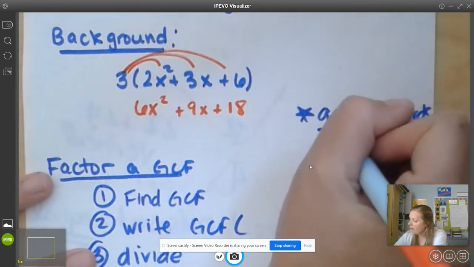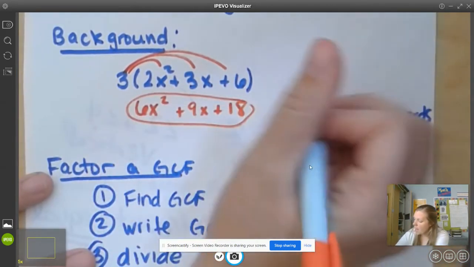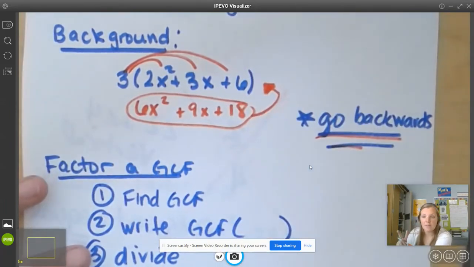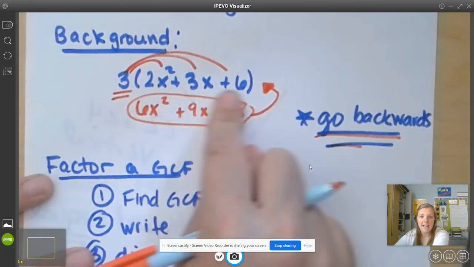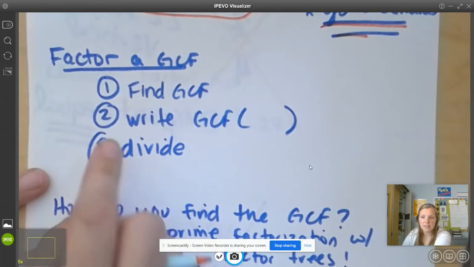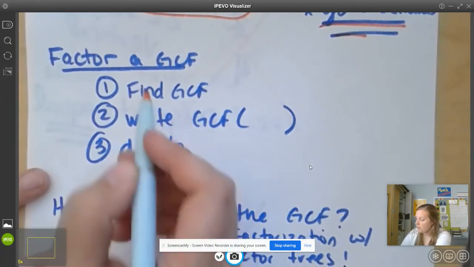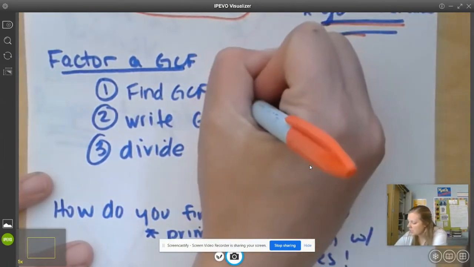But now we're going to factor. So we're going to go backwards. We're going to have this answer, and we're going to practice today rewriting it as the product of two things: the greatest common factor, 3, and the leftovers. So I have 3 general steps that I use when I factor out the greatest common factor. The first is that I have to find the greatest common factor. That's what GCF stands for.